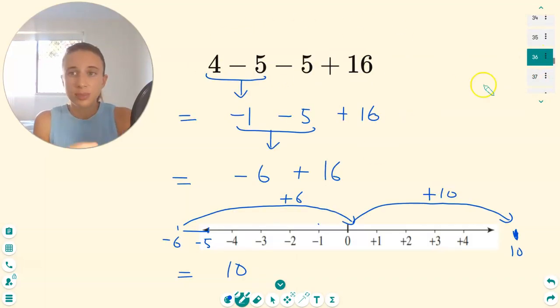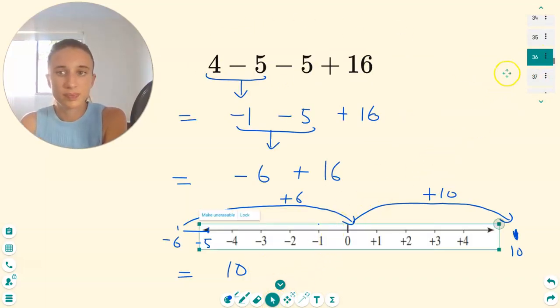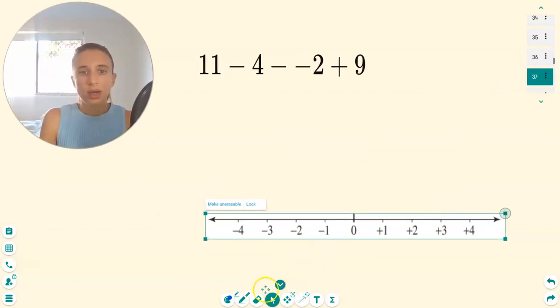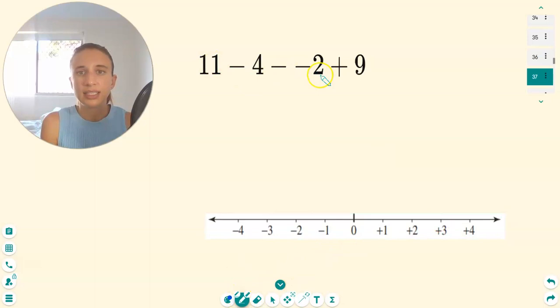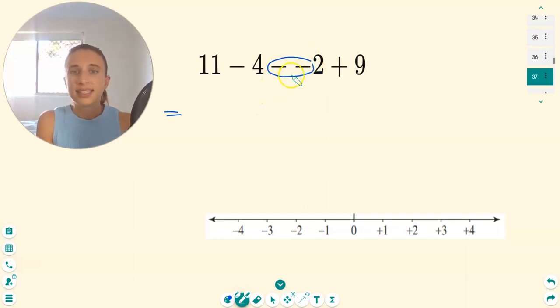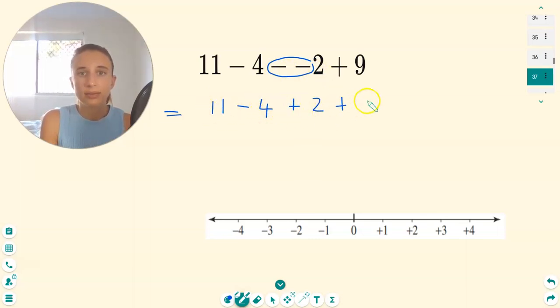Let's check out this, and let's bring our number line over just in case we can use it. 11 take 4, take negative 2 plus 9. I can see two signs next to each other, so I just want to write it as simply as possible. I think in another video, adding and subtracting negative numbers, I've covered this. So when the signs are next to each other, circle them. Same signs means add. So I'm just going to rewrite that. And then just do this in whatever order you feel comfortable.